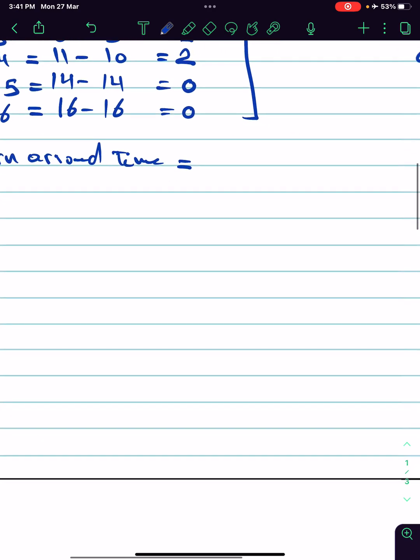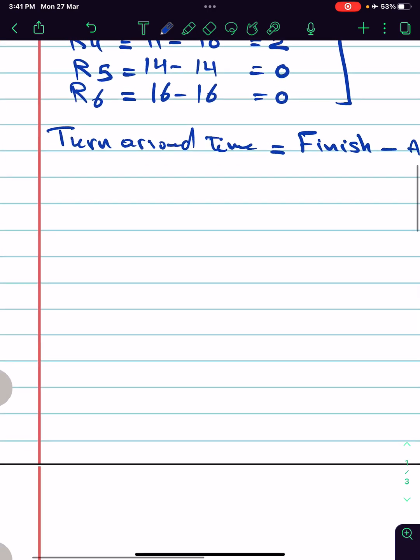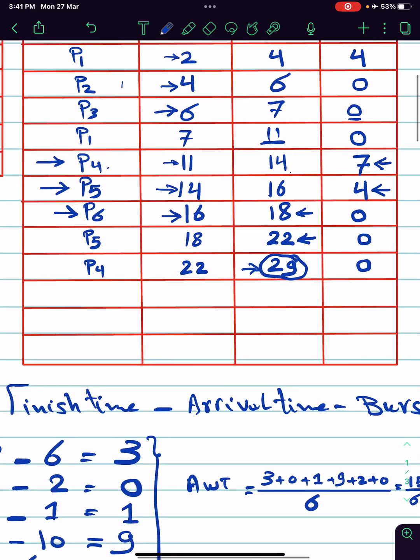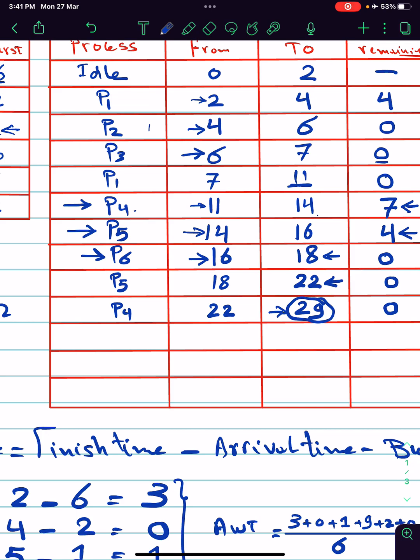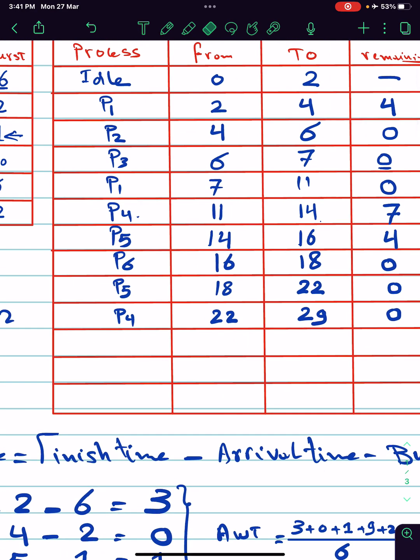If you remember, turnaround equals finish minus arrival. I'll call it T1, turnaround 1, for process 1. When did process 1 finish again? Let me just clean those arcs so we're not confused. Look at process 1 and try to find its finish time. So P1 finished at time 11, as you can see, here it is.